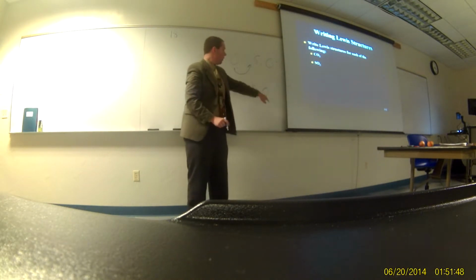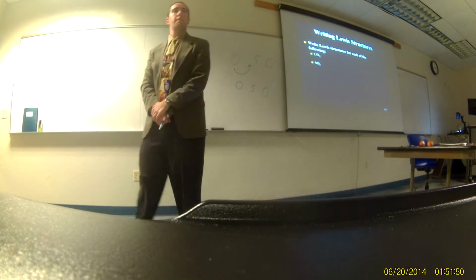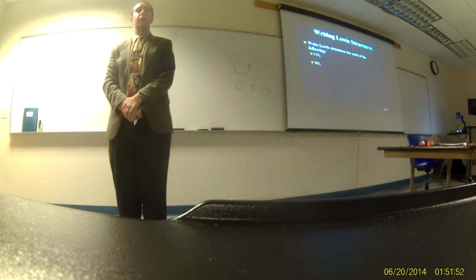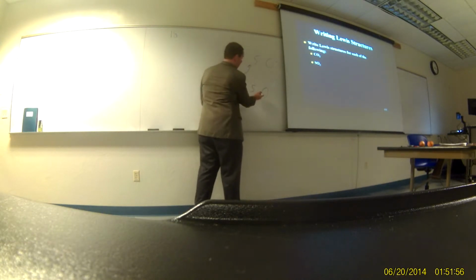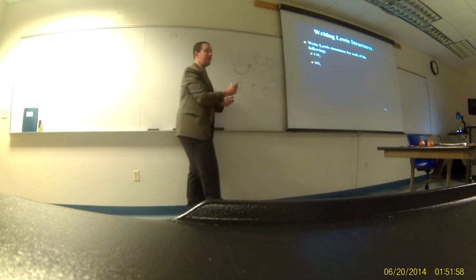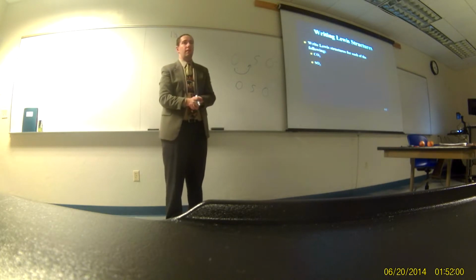Why can't that one also make 2 bonds? Because then sulfur will have too many. If this pair came over here, sulfur would have 10. So does it make it kind of unstable?